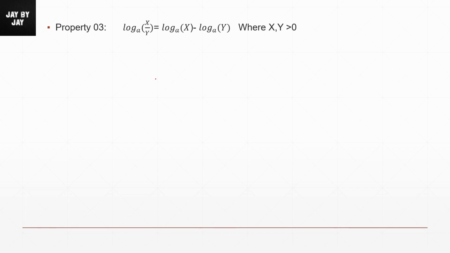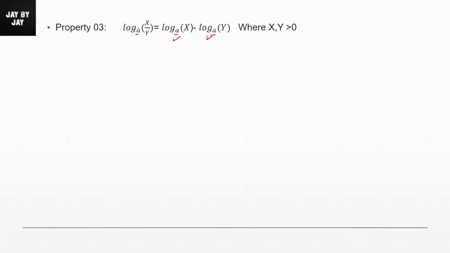As you can see on the display, property number 3 says that log base a of x divided by y equals log base a of x minus log base a of y. There are some key points you need to think about. Look at this base, this a. All the bases are the same in all the components.